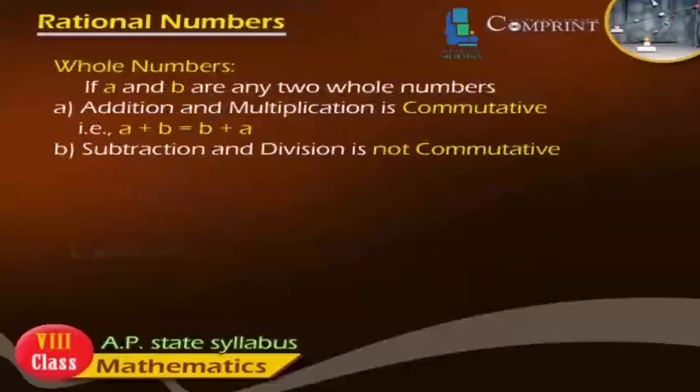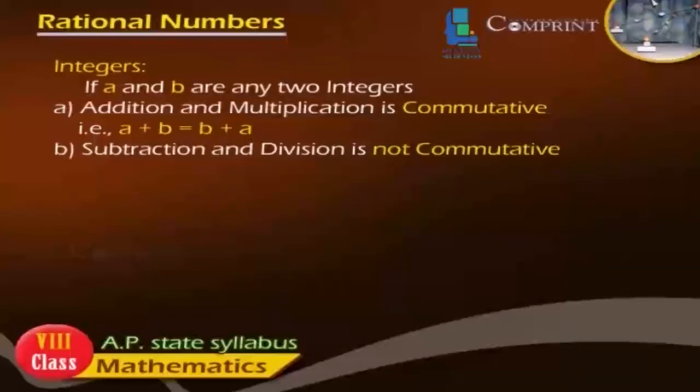Whole numbers. If a and b are any two whole numbers, addition and multiplication is commutative. That is, a plus b is equal to b plus a. Subtraction and division is not commutative. Integers. If a and b are any two integers, addition and multiplication is commutative. That is, a plus b is equal to b plus a. Subtraction and division is not commutative.